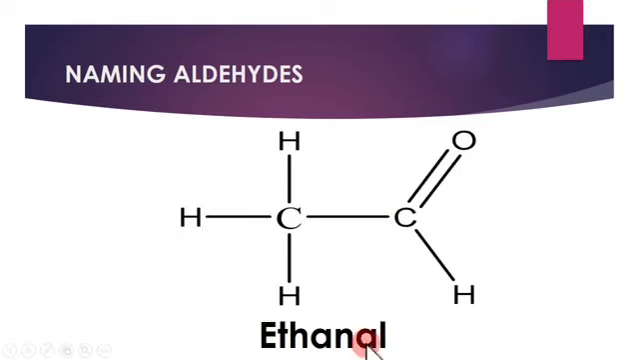Now let's have a look at this one. How many carbon atoms? That's 1, 2. Our prefix eth. Our suffix -anal. That's ethanal. Now how do we say that it's an aldehyde? Remember, the carbon double bonded to the oxygen is always on the first carbon.